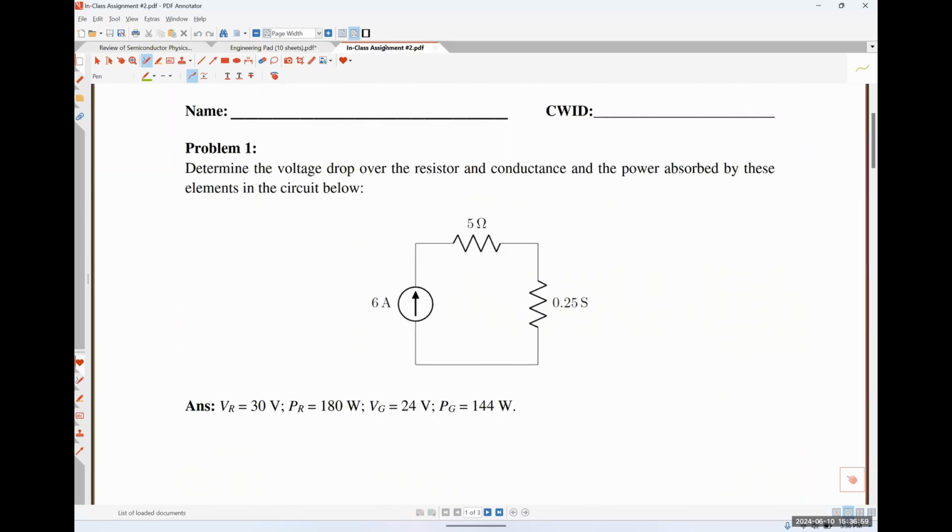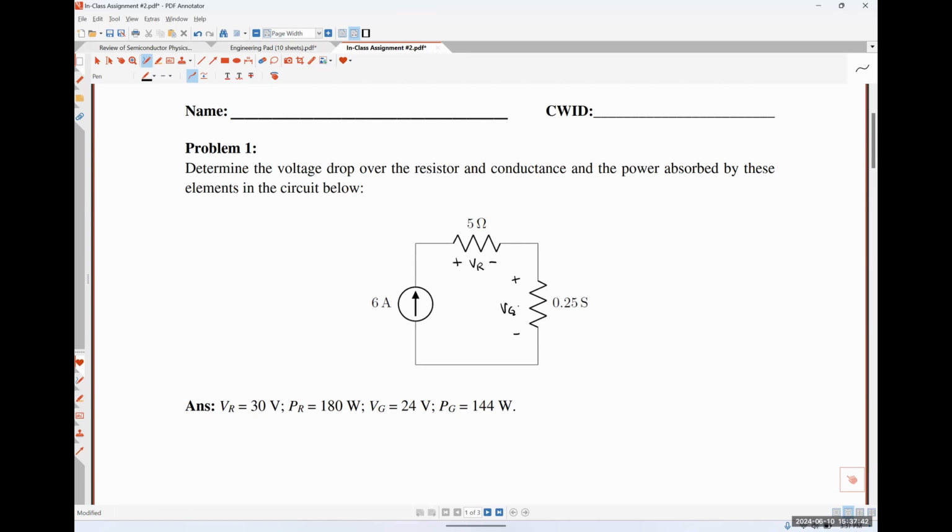Alrighty, so let's look at in-class assignment number 2. So we are asked to determine the voltage drop over the resistor and the conductance and the power absorbed by these elements in the circuit below. Now, I did not specify the polarity for the voltages, so I'm going to go ahead and do that now. So let's do positive polarity on the left for the 5 ohm resistor. So this will be VR. And we'll do positive polarity on top for the conductance. So this will be VG.